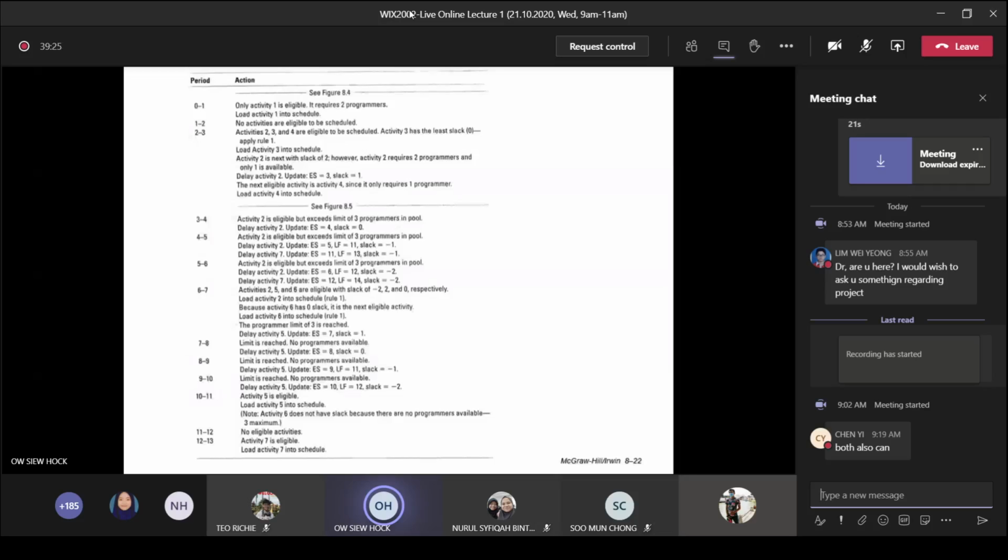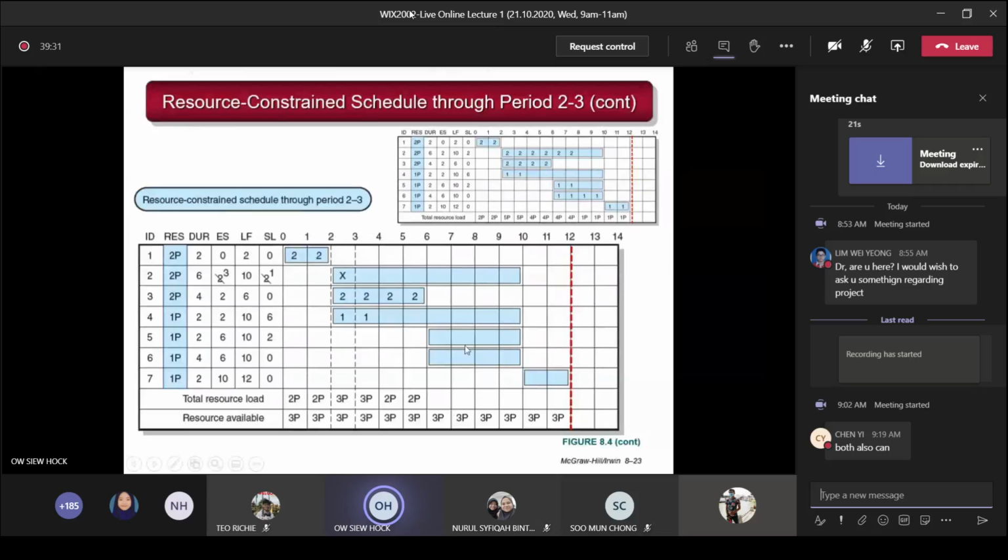So now we look at the figure 8.4, which is scheduling of the activity 0 to 1 period. We start with activity 1. So just now you mentioned that this is the first activity, so there's no other predecessor in front of activity 1. So you just need to load 2p here, two programmers here for the first period of time. You are not exceeding the resource available, which is 3p. So you have more than enough. So for the first 2 periods, no problem, just load inside.